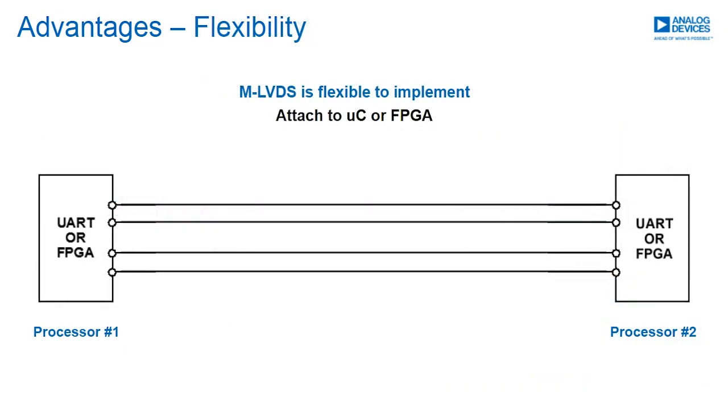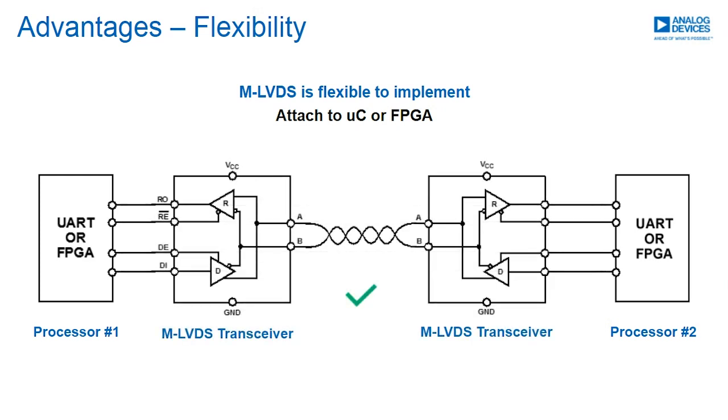M-LVDS is a low-complexity interface which is flexible and can easily be added to an existing communication link. Here is a standard communication link hooked up between two processor UARTs or FPGAs. This communication is single-ended and is only suitable for short distances and is susceptible to noise. By adding M-LVDS transceivers to the UART or FPGA I/O, the communication link now becomes differential, and it can be used to send data over long distances.